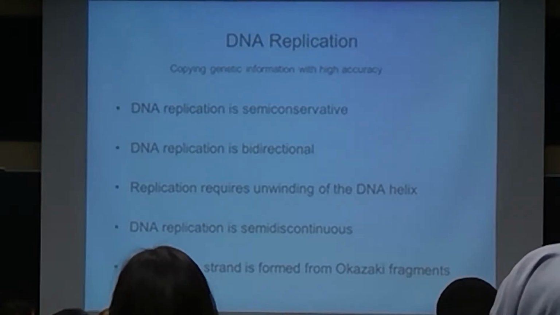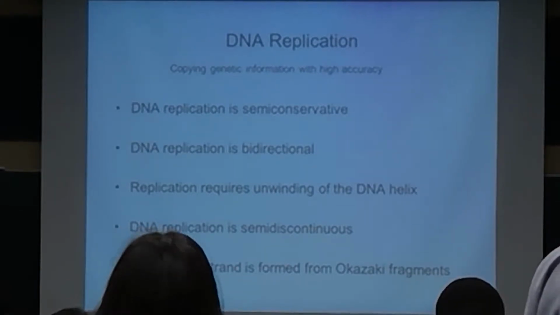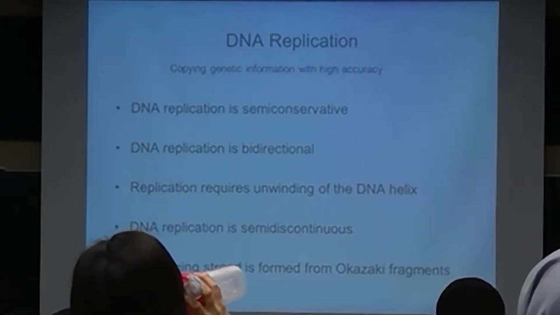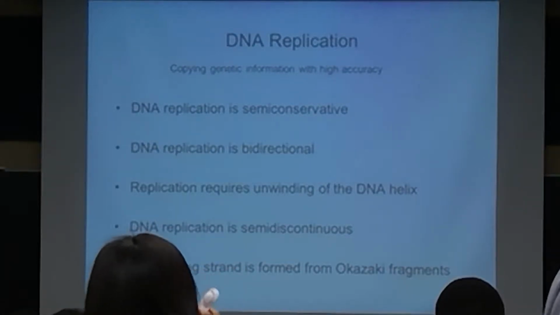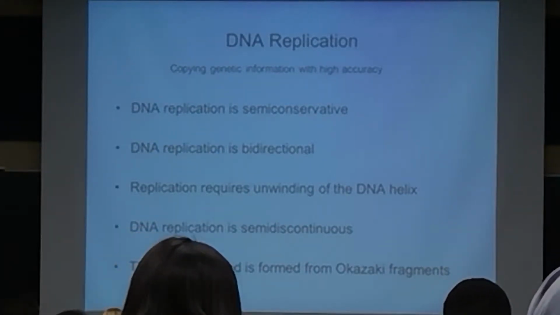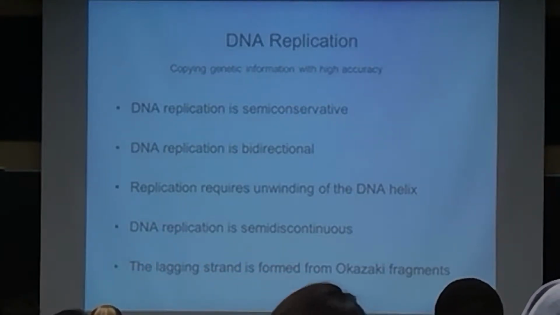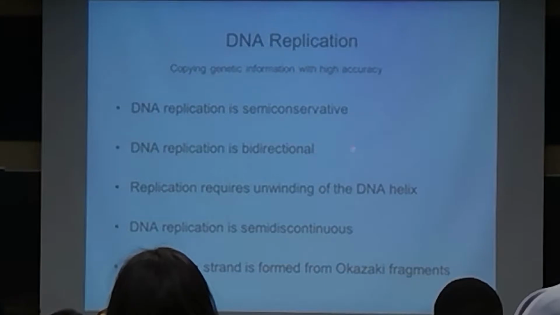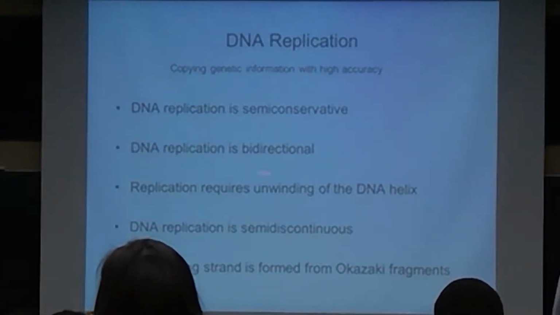So replication is semi-conservative. We discussed in the last class that when double helical DNA is replicated into two duplexes, in each duplex, one of the strands comes from the parent and the other, complementary strand is new, and this is the semi-conservative mode of replication. Replication is bidirectional. When there is replication for such a big DNA, replication goes in both directions, correct? So that it can copy a large amount of DNA in short time, correct? So bidirectional.